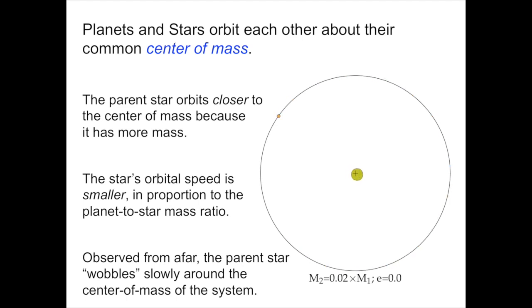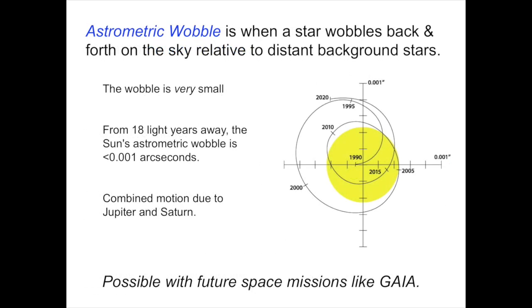How do we go about observing this wobble? One way is using direct imaging and using a method called astrometric wobble. Astrometric wobble is when we see the position of the star with respect to the background stars appear to wobble to and fro because it is moving around the common center of mass with the unseen planetary companion. This wobble is very, very small.